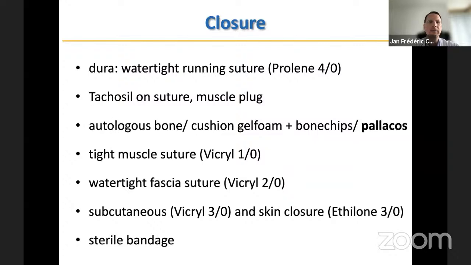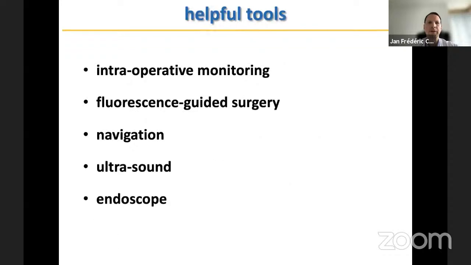So closure, we always want to have a very tight dura closure, and sometimes if there are small holes, we would put a muscle plug, or usually also we put some Tachocil on the suture, and then the closure is usually done with a Palacos and then a very tight closure of the neck muscles and the fascia and a nice subcutaneous plane and skin closure, because also the problem of this type of approach is that you may have a pseudomeningocele or a CSF leak. So you really have to get a very good closure.